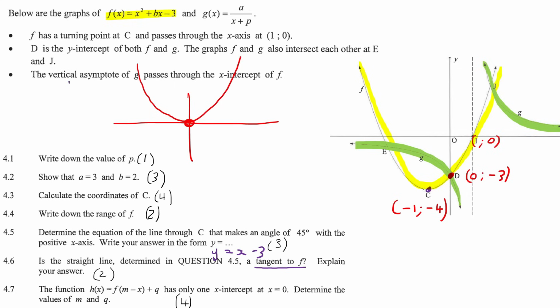Very easy, because we know that this coordinate is -1, -4. That means to get this point to here, we're going to have to move the graph one place to the right and then 4 places up. So we know that this is going to be plus 4. So let's go fill that in.